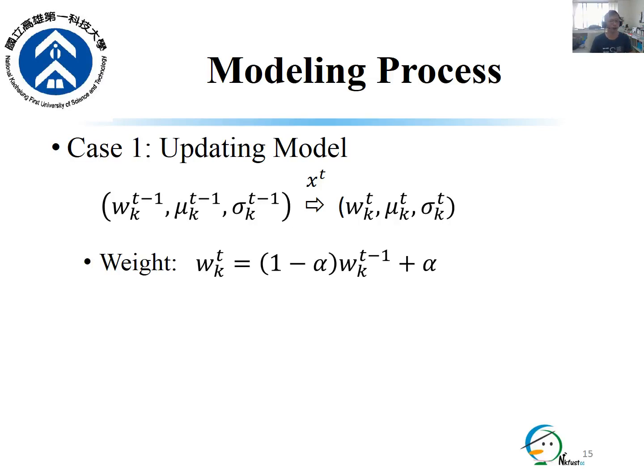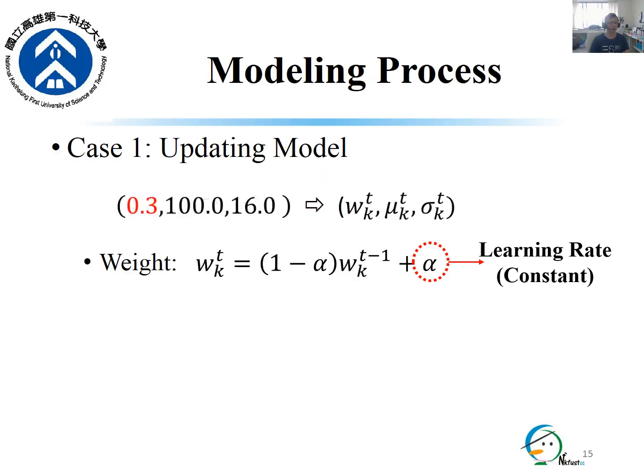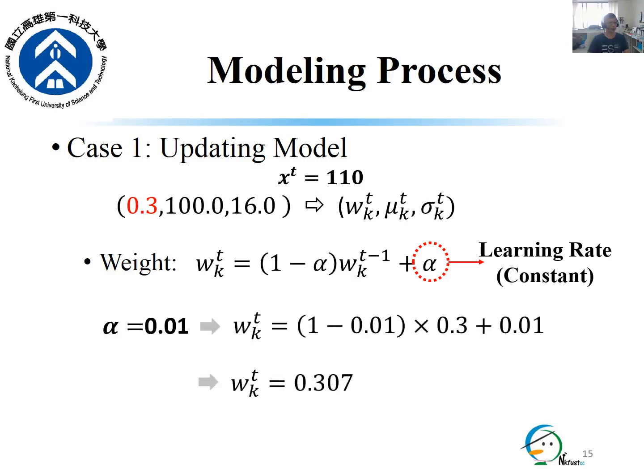Firstly, we talk about how to update the weight. The weight is updated as in this equation, where alpha is a predefined constant called the learning rate. For example, take a Gaussian model with weight equal to 0.3 at time t-1. Given observation xt equal to 110 and the learning rate alpha equal to 0.01, the weight will be updated as in this equation to 0.307.